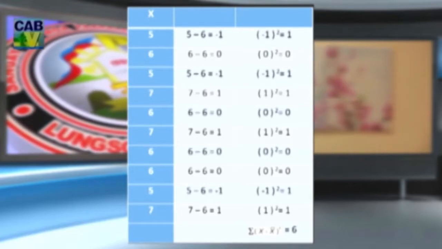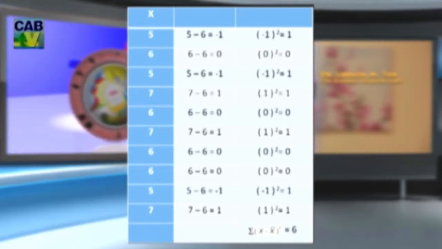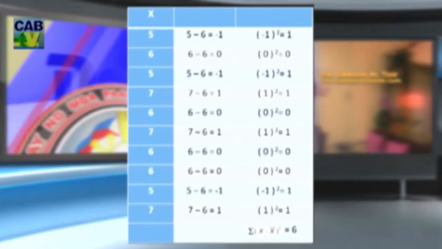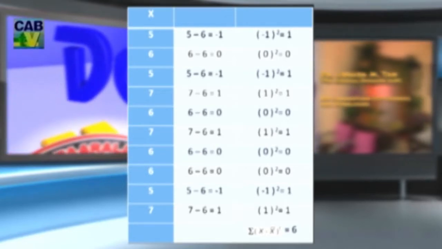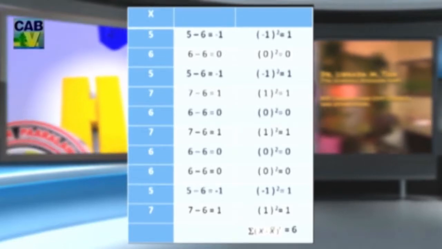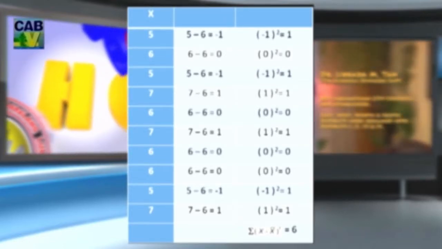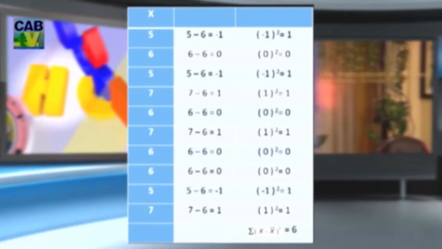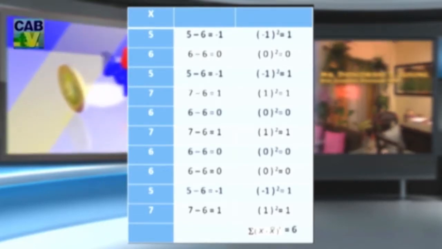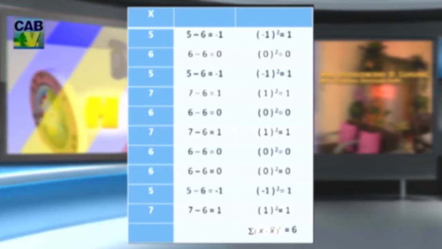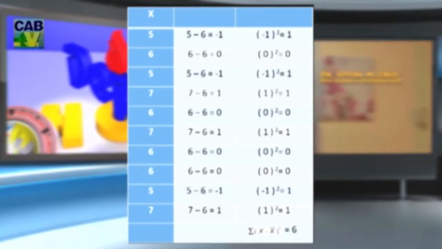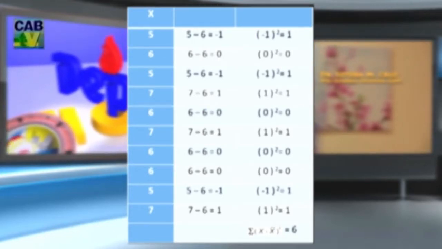5 minus 6 equals negative 1. 6 minus 6 is 0. 5 minus 6 is negative 1. 7 minus 6 is 1. 6 minus 6 is 0. 7 minus 6 is 1. 6 minus 6 is 0. 6 minus 6 again is 0. 5 minus 6 is negative 1. And 7 minus 6 is 1.